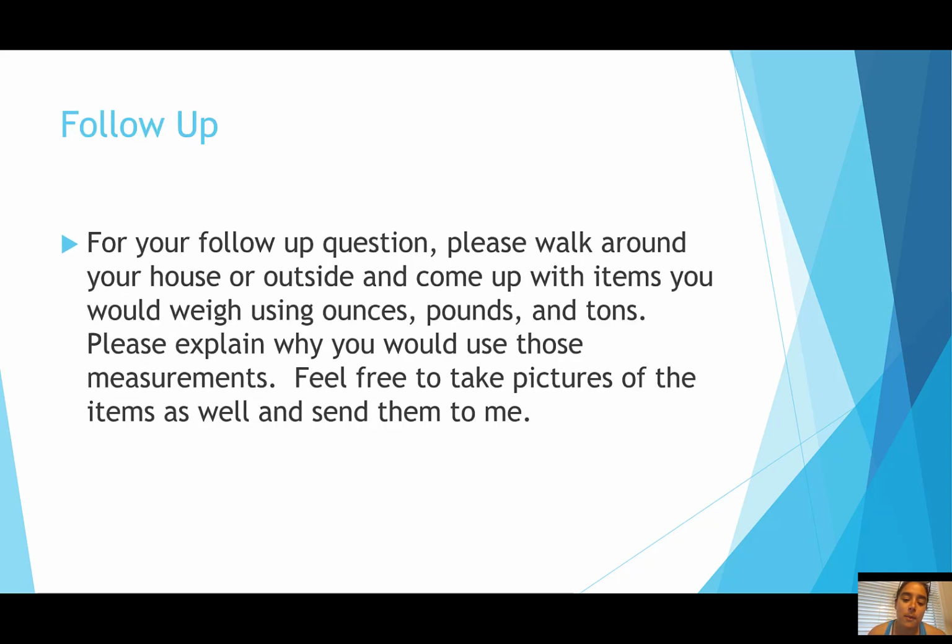So here's your follow-up question, and it's kind of like what we did when we were measuring distance. For your follow-up question, please walk around your house or outside and come up with items you would weigh using ounces, pounds, and tons. Please explain why you would use those measurements. Feel free to take pictures of the item as well and send them to me. If you do, by the end of the week, I will be sure to put the pictures in my video for next week.